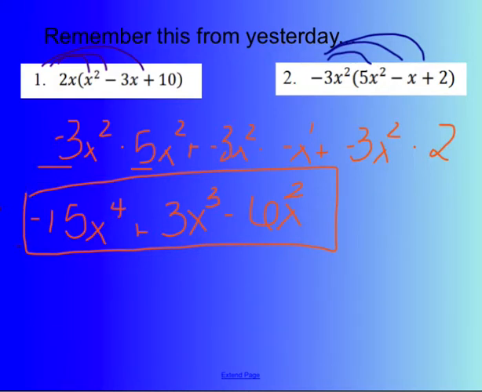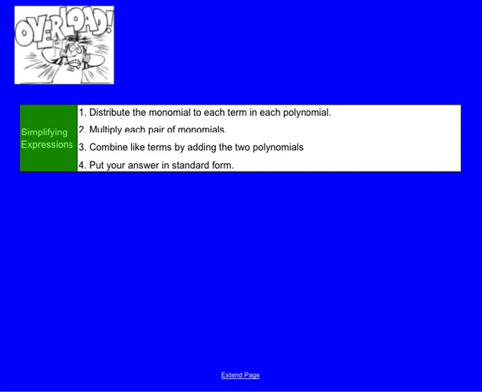So let's take a look at what we're going to be talking about today. So simplifying these expressions. It's going to be a lot of what we did yesterday. You need to distribute the monomial into each term in the polynomial. Multiply each pair of monomials like we were doing, but the biggest thing today is that you're going to have to make sure that you're adding those like terms, because we're going to be having a couple polynomials in each thing that we're doing. And lastly, we need to put our answer in standard form.